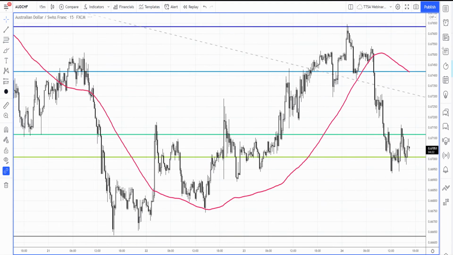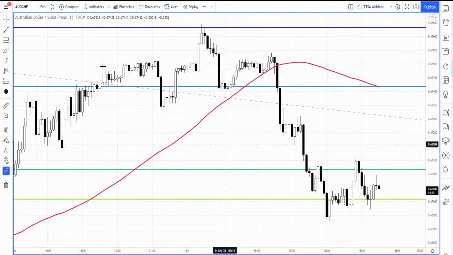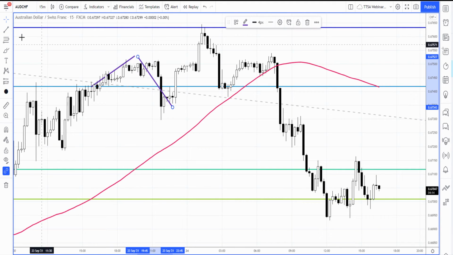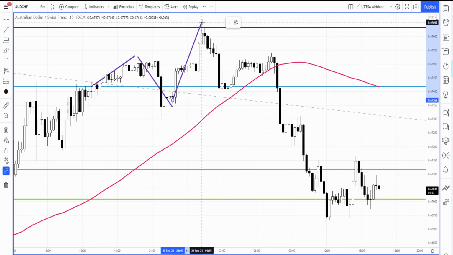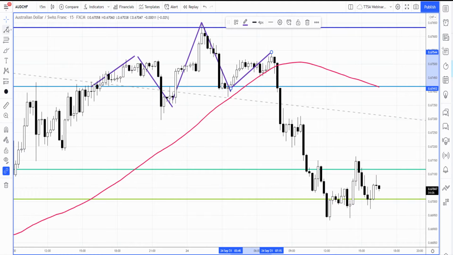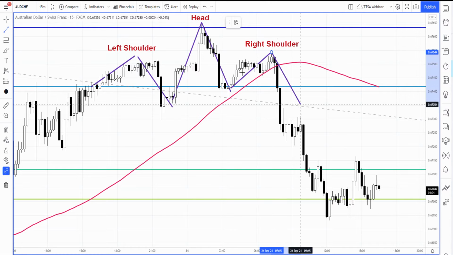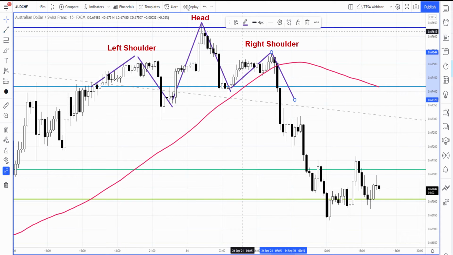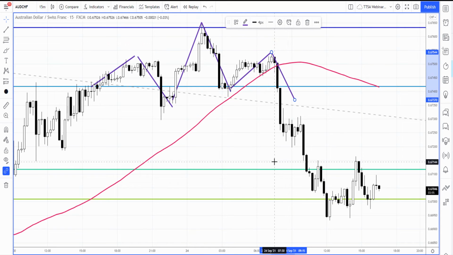What you also get here is a very nice left shoulder, head, and right shoulder. So we have a very nice head and shoulders pattern there, nicely aligning at this level. But what else do we have going on?